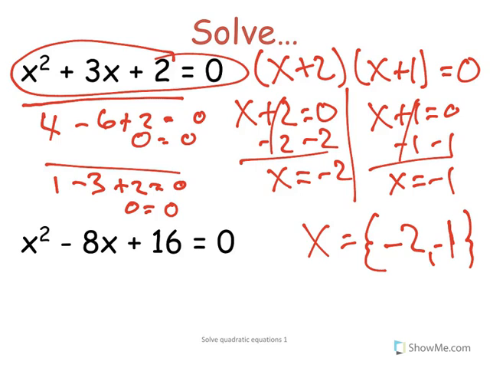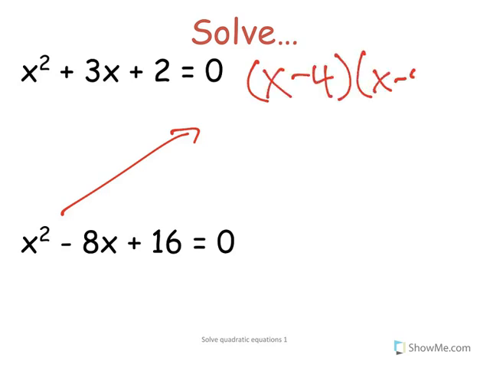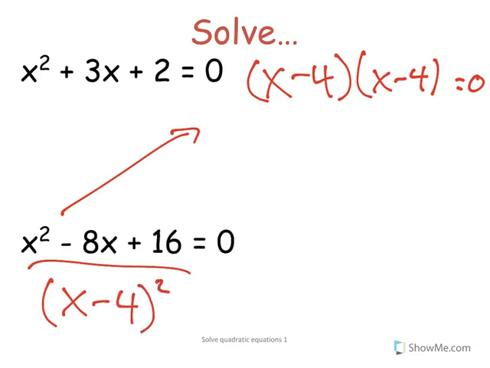All right, so let's take a look at the second one. This one's going to be a little bit different. When I factor it, I get x minus 4 times x minus 4. So this is what's called a perfect square trinomial. In other words, I could just as easily write it like this.